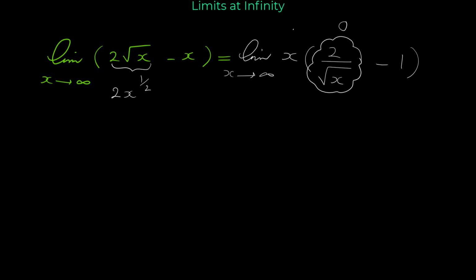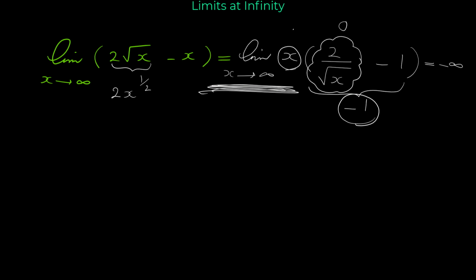0 minus 1 is negative 1. So this expression inside the bracket is negative 1 when x approaches infinity. When we multiply negative 1 by x, it's negative x. And because x goes to infinity, negative x approaches negative infinity. And so the limit equals negative infinity.